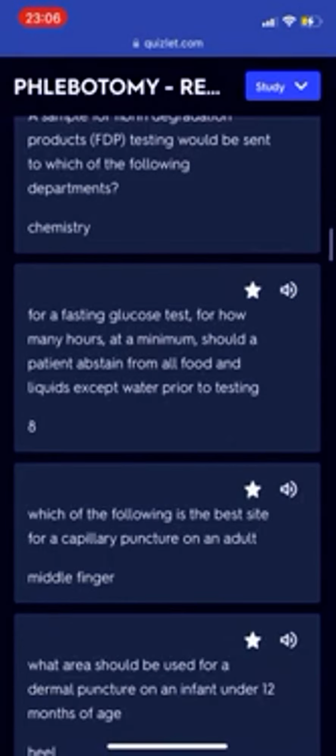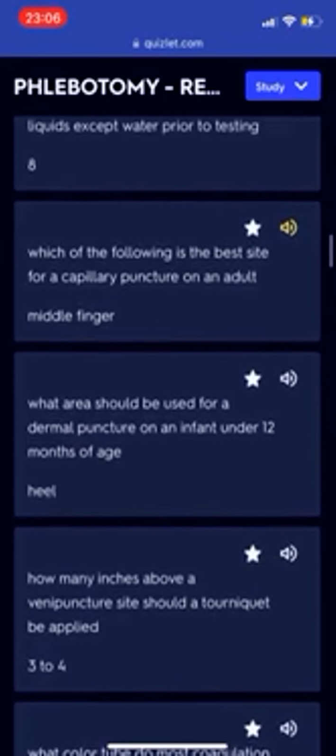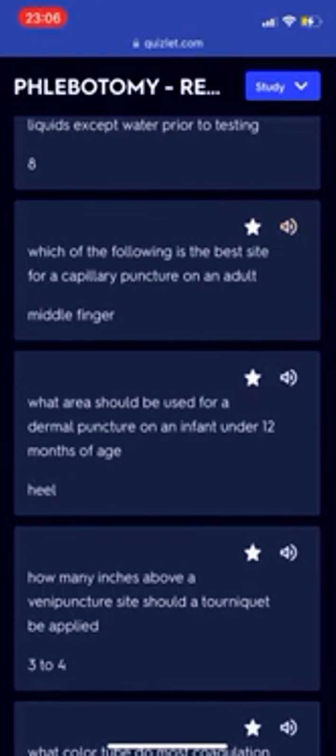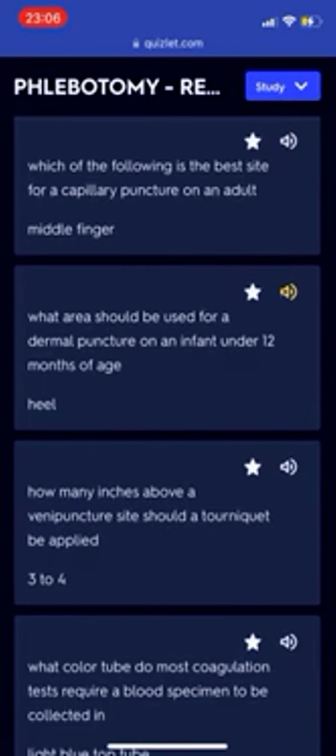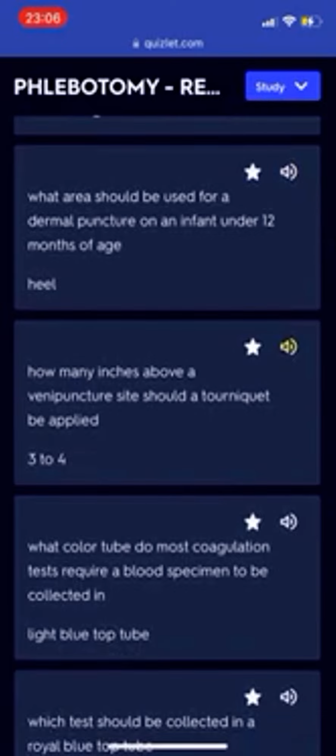Chemistry. For fasting glucose test, for how many hours at a minimum should a patient abstain from all food and liquids except water prior to testing? 8. Which of the following is the best site for a capillary puncture on an adult? Middle finger. What area should be used for a dermal puncture on an infant under 12 months of age? Heel.